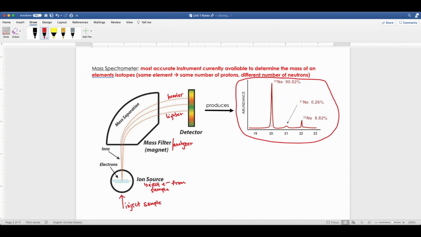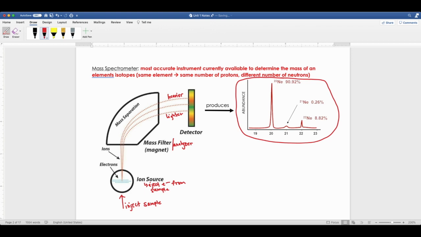And we could tell because this peak is very, very high. So most of this sample contains neon 20. A much smaller percentage is neon 21. And we could see that this is giving us the actual percentage value here, but 0.26% is neon 21. And 8.82% is neon 22.